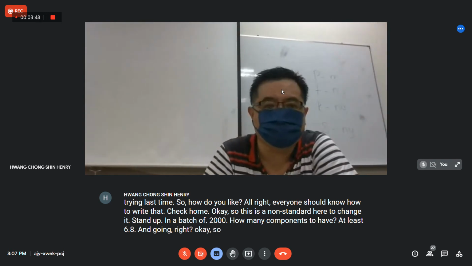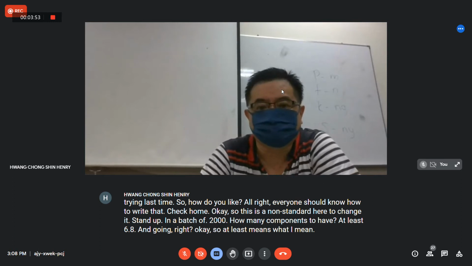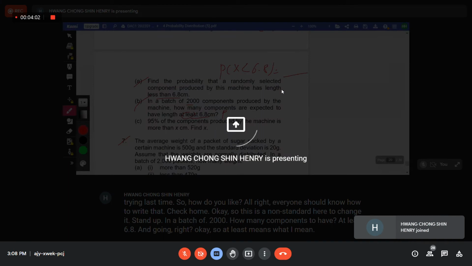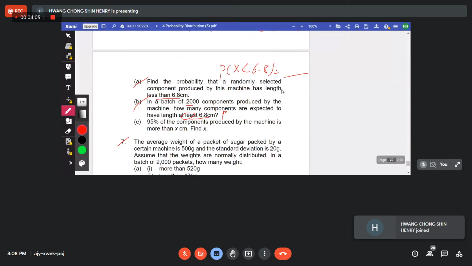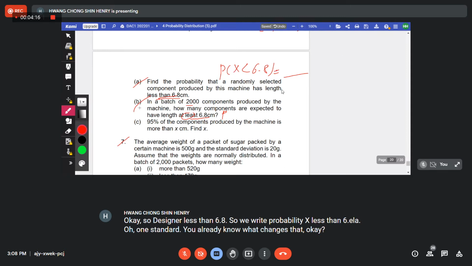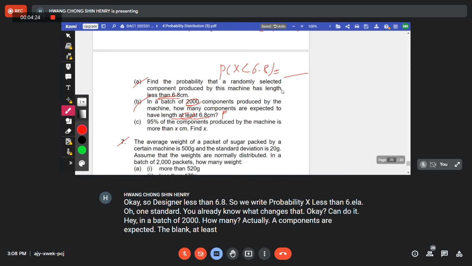Okay, so at least means what? I will share the screen. Okay, so this one less than 6.8. So we write probability x less than 6.8 non-standard. You already know change to standard. Okay, can do it. In a batch of 2,000, how many components are expected to have length at least? At least means what? More than equal to 6.8.